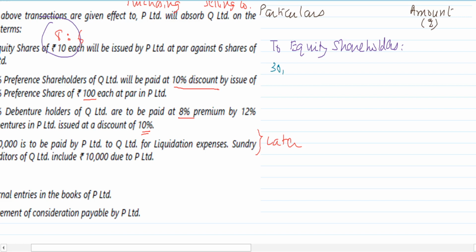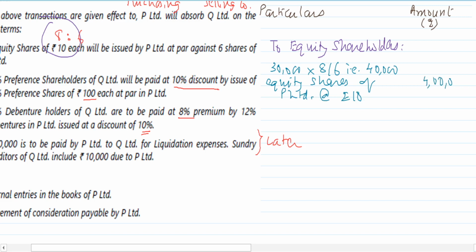So 30,000 into 8 by 6, that is turning out to be 40,000 equity shares of P Limited at the rate of rupees 10, 4 lakhs.